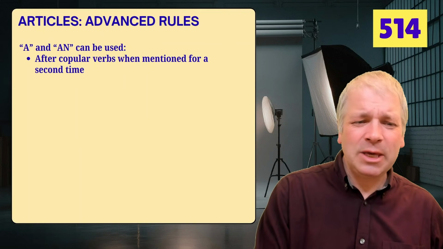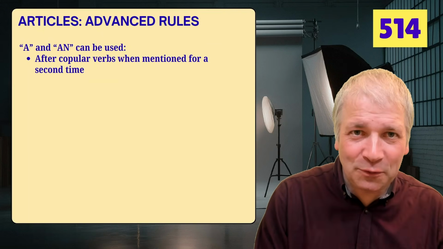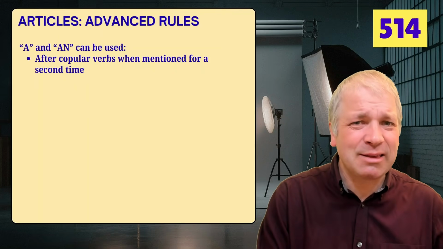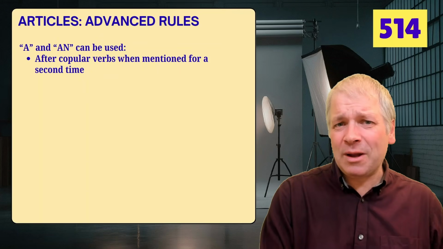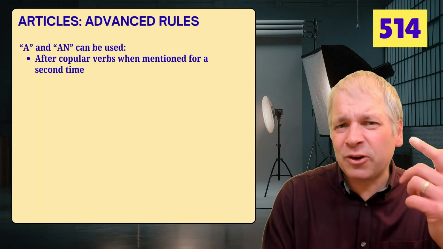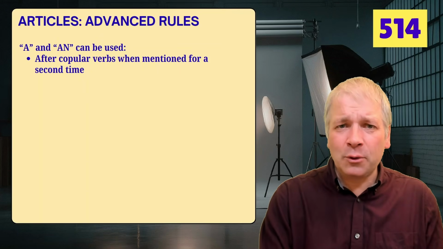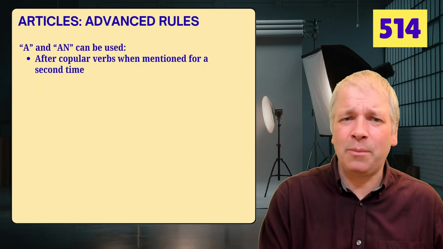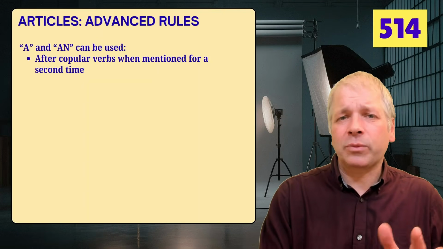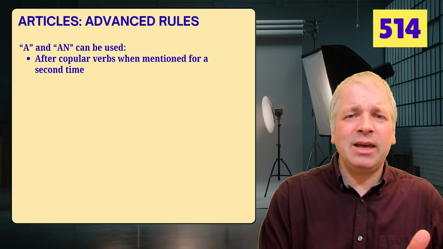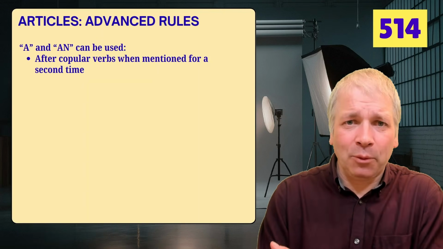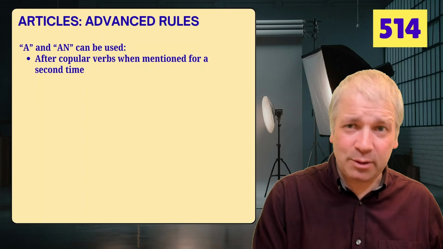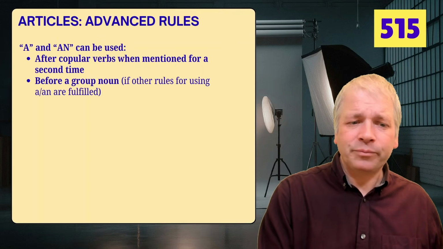A or an can be used after copular verbs, like the verb to be, when mentioned for a second time. This is an exception. Usually, if you mention a noun a second time, you've got to switch to the. But you don't have to if it comes after a copular verb when it's the second mention. For example, I have an apple. It is a nice apple. Second mention, copular verb. I could still use a or an.